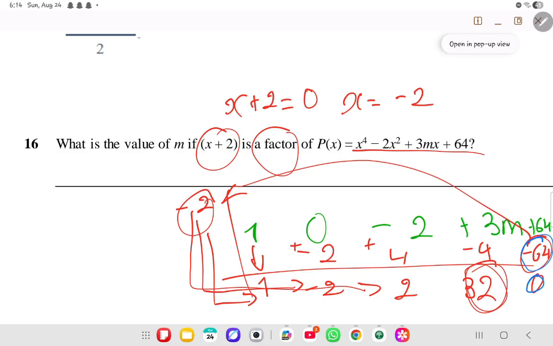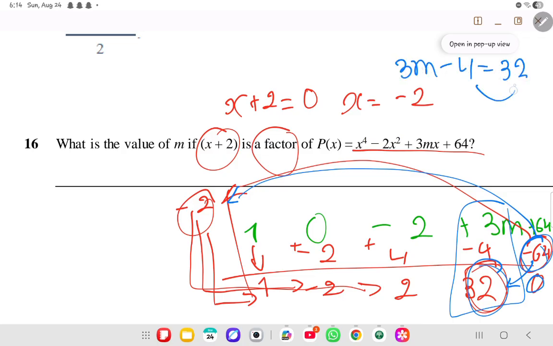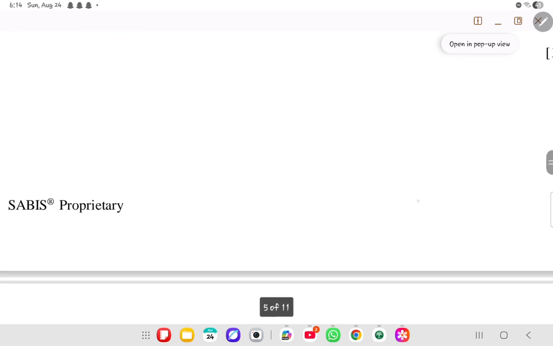Now we need to find this value over here. In order to find this value over here, you will take minus 64 and divide it by minus 2. And you will have an answer of what? You'll have an answer of 32. Now you will take this equation by itself. 3m minus 4 is equal to 32. Move it to the other side. 3m is equal to 36. So m is equal to 12. Very simply. We'll move on to question number 17.